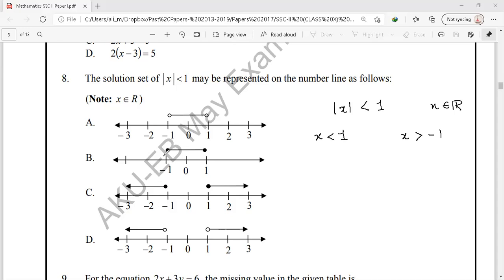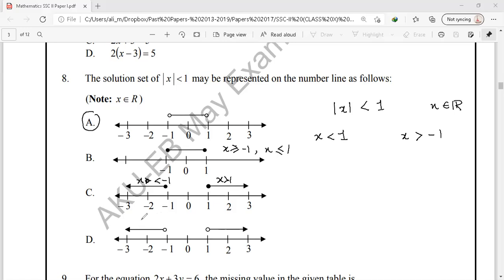So the correct option we have is option A, that represents x greater than minus 1 and x less than plus 1. Of the remaining options, option B represents that x is greater than or equal to minus 1 and x is less than or equal to plus 1. So this is the incorrect one. This equation represents that x is less than minus 1 and x is greater than plus 1.